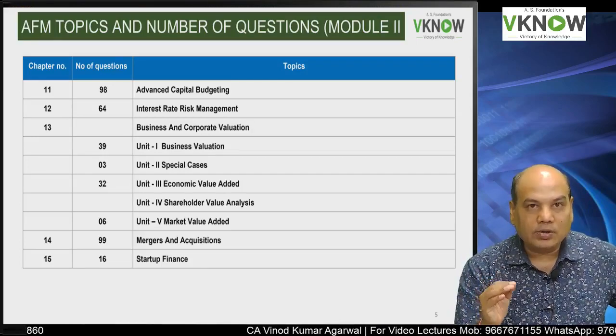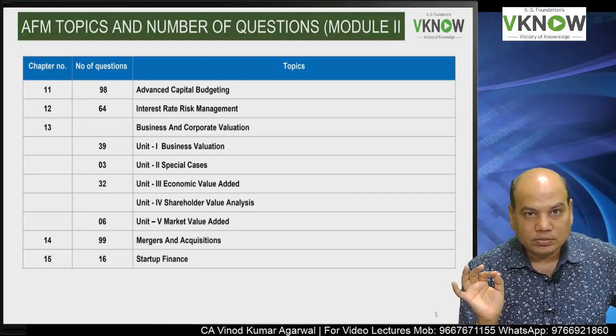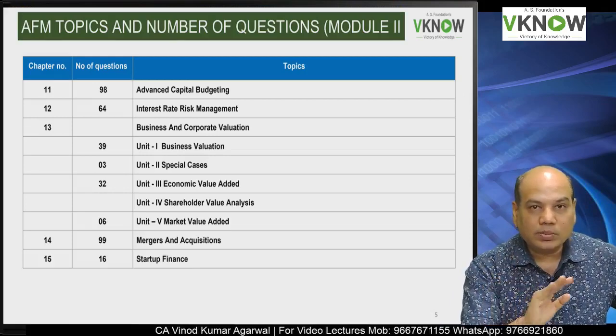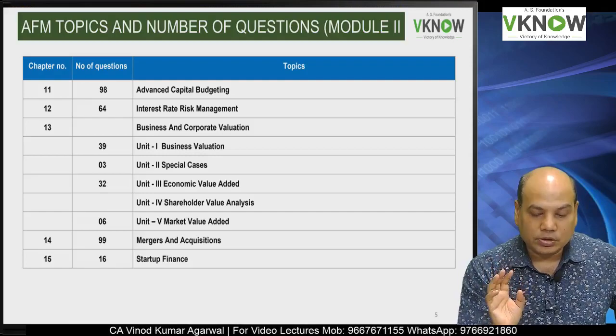Chapter 13, again a very important chapter, business and corporate valuation. For easy learning, I have divided it into 5 units. Business valuation, 39 questions we have covered. Special cases, in your study material you don't have any single question, but still we have covered 3 important questions.